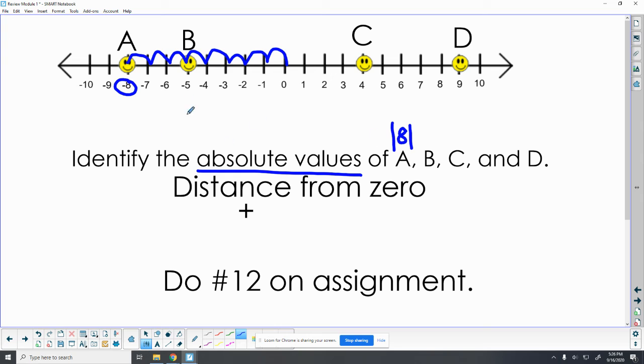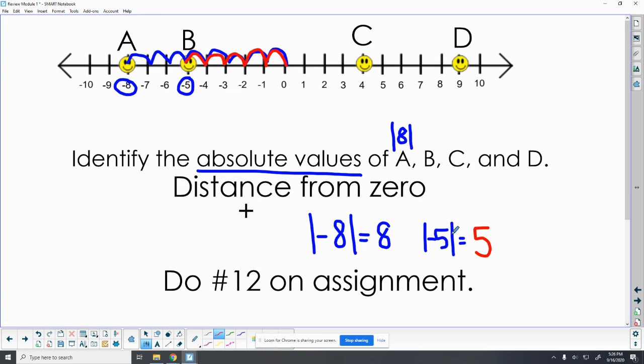So the absolute value of negative 8, so I write this down here. So we have the absolute value of negative 8 equals 8. Now we're going to do B. So I notice B is at negative 5. So I want the absolute value of negative 5. So I can see that it is 1, 2, 3, 4, 5 units from 0. And we're talking about distance, so your answer is always positive here.